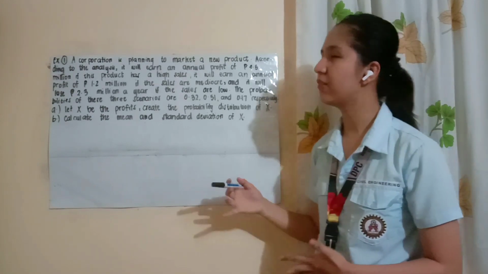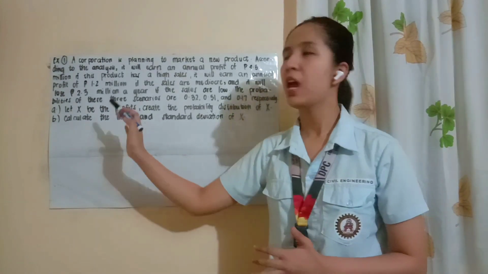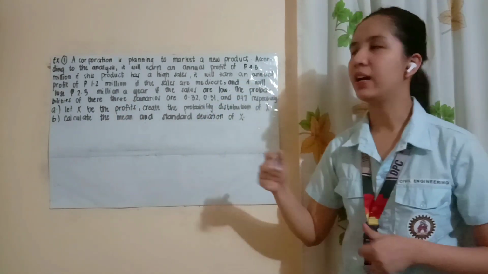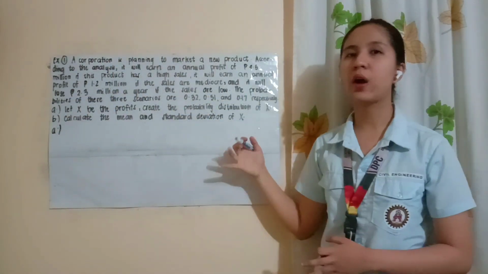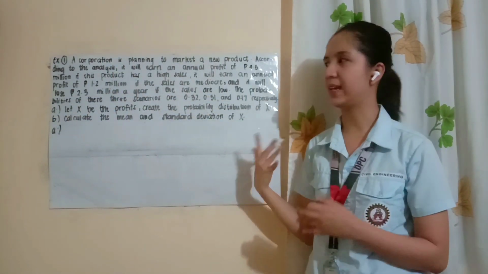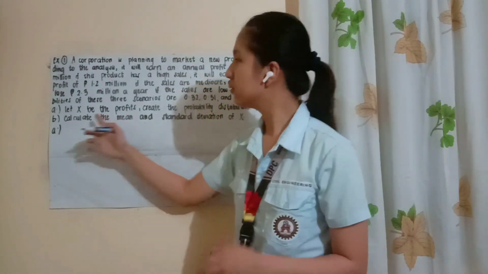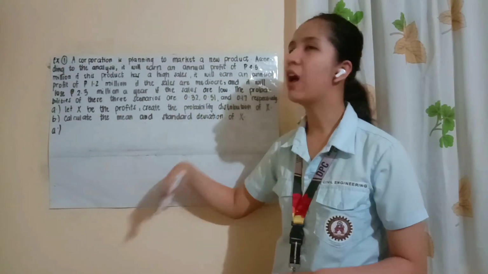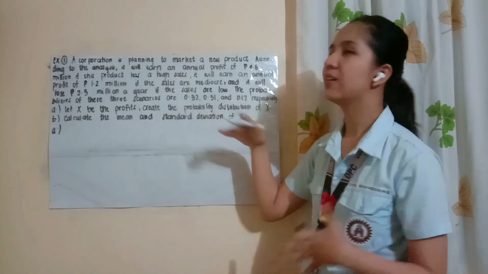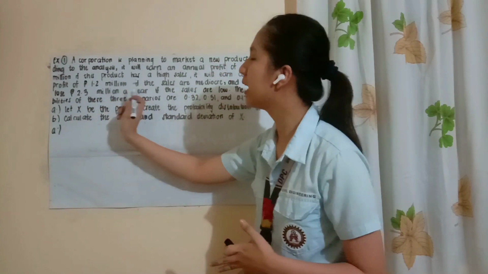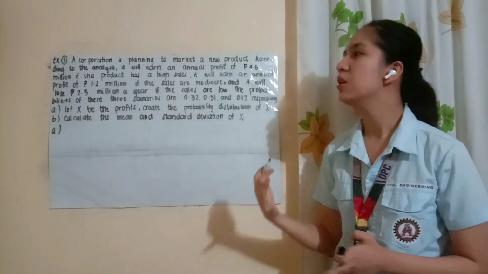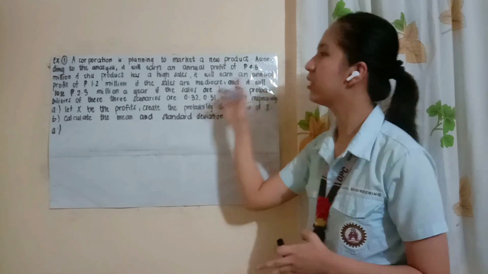So as you can see here, we have two questions, question A and question B. First, let's solve question A, which asks for the probability distribution of x. The random variable x is the profits. So we have three profits: 4.5 million, 1.2 million, and negative 2.3 million. Since we now have the values for our random variable x, we will put them in our probability distribution.